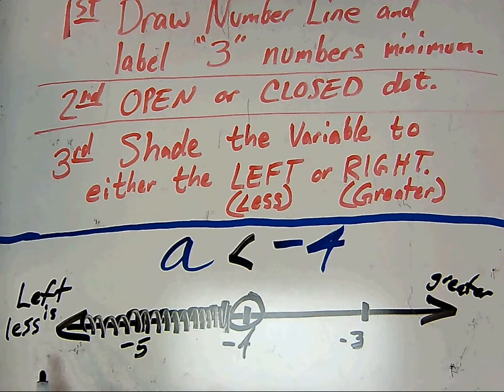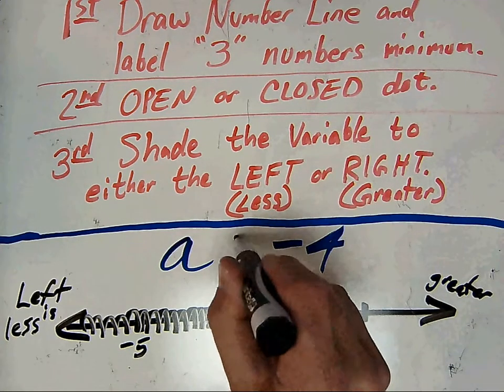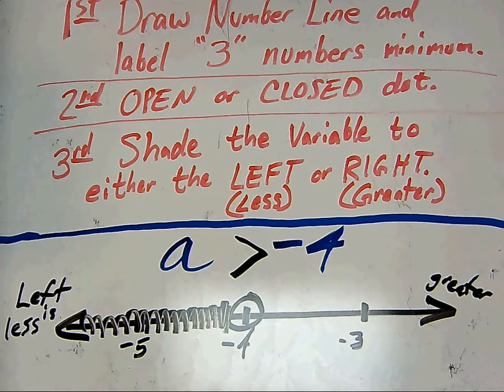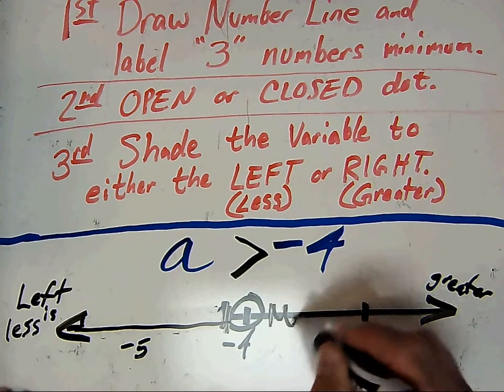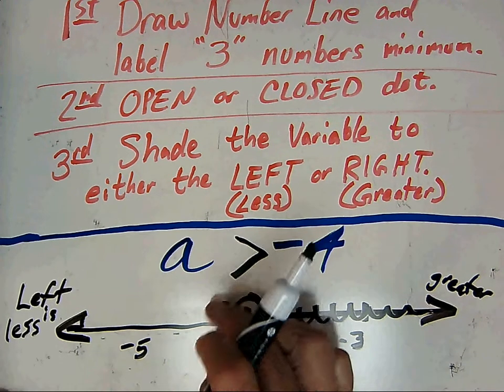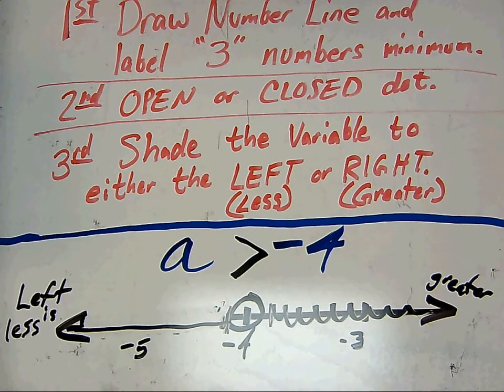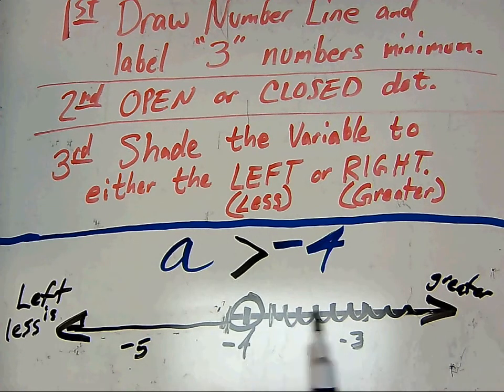So what would happen if we had to shade to the right? Well, that would be pretty simple. Now a is greater than negative 4. So instead of shading this way, we would shade this way. You don't have to color it in really dark. You just have to show the teacher that you're shading in one direction. But you're still going to have an open circle because you're not including the negative 4. So all the answers could be over here. a could be negative 3, negative 2, negative 1, 0, 1, 2, 3, 4, a billion, whatever.